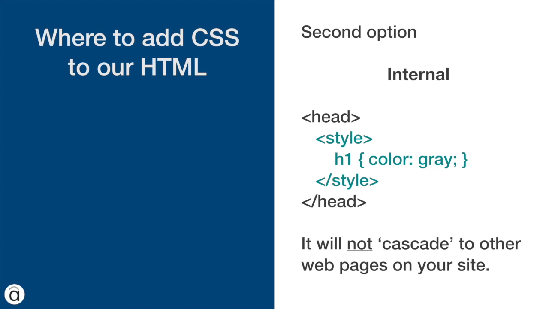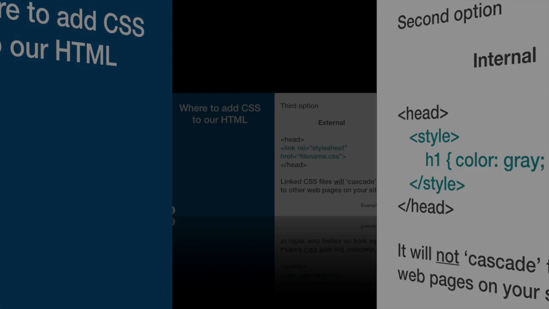But you can see in the head section, you've got the head opening tag and the head closing tag, and between there we add a style opening tag and a style closing tag, and it's within the style tags that we put our CSS. In this instance, we can see H1, curly brackets, color grey, note the US spelling again, and then closing with the curly brackets. Now this is just on one page. It will not cascade to other web pages on your website, just on the page that it is on.